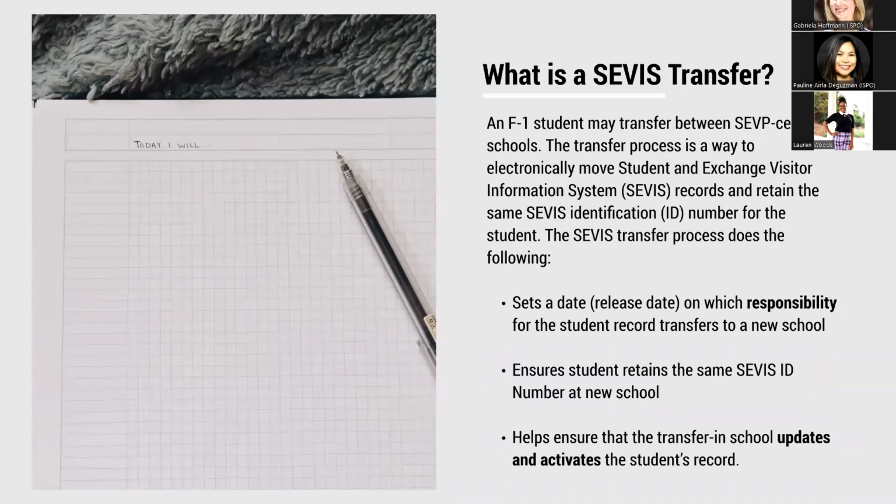As I mentioned earlier, it also ensures that the current SEVIS ID number, which is the long number that starts with an N00 at the very top of your I-20, will remain the same, even though your I-20 is transferred to UC San Diego from your current school. And it also ensures that our institution, UC San Diego, will now be responsible for updating, activating, and maintaining your new I-20 and advising you in ways to do so.